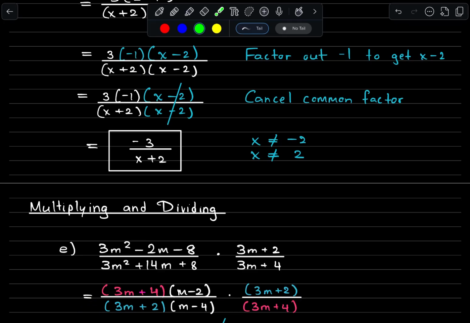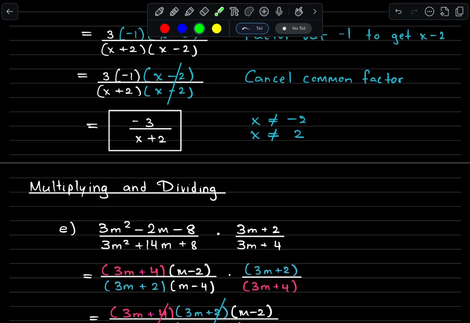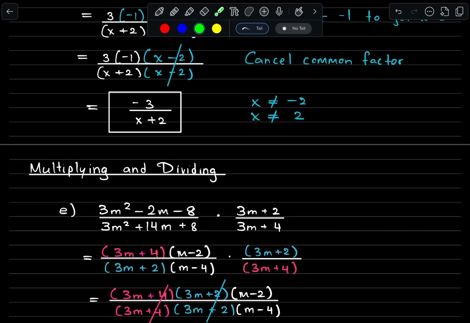And right away we notice that we have common factors. In red, we've got the 3m plus 4 up here, 3m plus 4 down here. We've got in blue the 3m plus 2 and the 3m plus 2. And this is great, because if these appear on the opposite side of the division bar, just like we've been doing, we can cancel them. Okay, so multiplication just means put everything together. Everything's being multiplied on top, everything's being multiplied on the bottom.